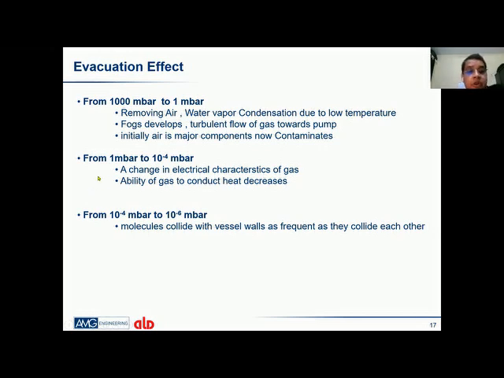Then when we go from 1 millibar to 10^-4 millibar, there is a very low gas density inside the furnace. By the ideal gas law, PV equals nRT, there are now very few molecules, so the gas electrical and thermal conductance will also change from atmosphere to these levels. When we go from 10^-4 to 10^-6 vacuum level, which is the application of the turbomolecular pump, there is no air at that level. It is only molecules colliding with the vessel walls. This is the molecular level we are talking about at 10^-7, 10^-6.